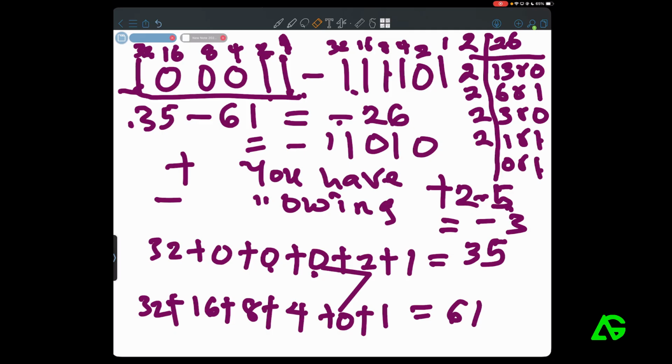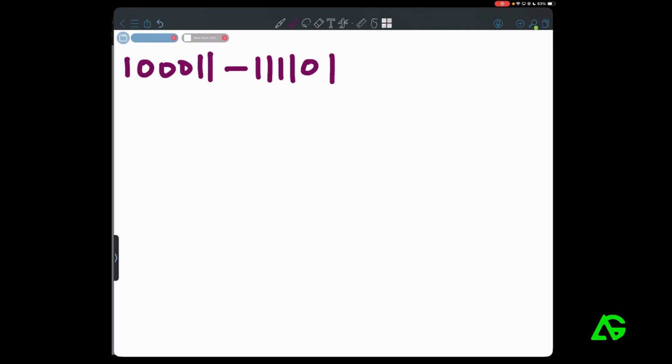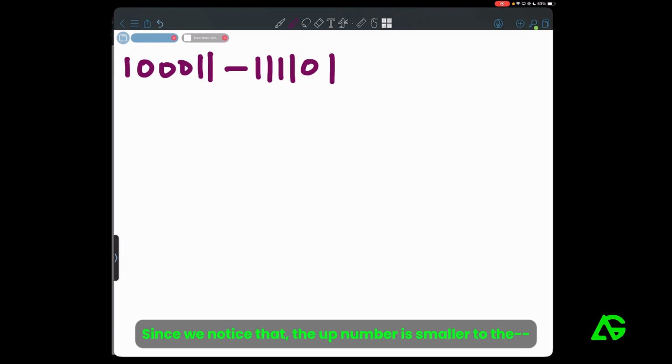Exactly. That is what I want us to do together now. Okay, so let's continue. So this is what we have. We notice that the up number is smaller than the down number, and it's the down number that we are to subtract from the up number. So this is what we are going to do.